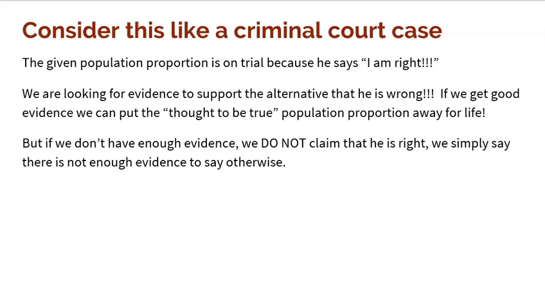All right, again, this is a lot like a criminal court case. But instead, we have a proportion, right? We've got a p, we've got a proportion. He's screaming, I'm right, I'm right, I'm right. And our job is to support the alternative that he's wrong. If we get good, solid evidence, even though we thought that he was correct, then we could put that proportion away for life and say that it's wrong. Otherwise, we just don't have enough evidence. So we don't claim that he's right. We just simply say that there's not enough evidence to say otherwise.